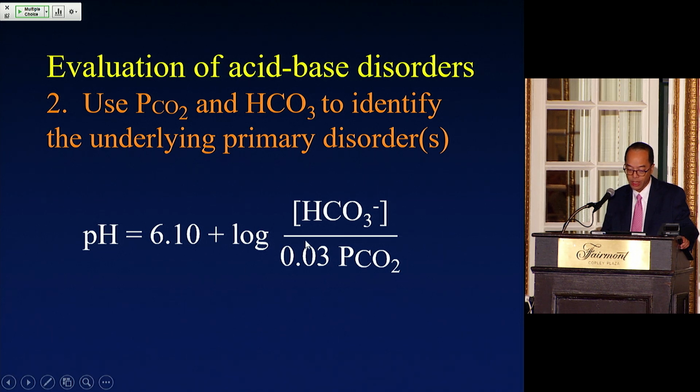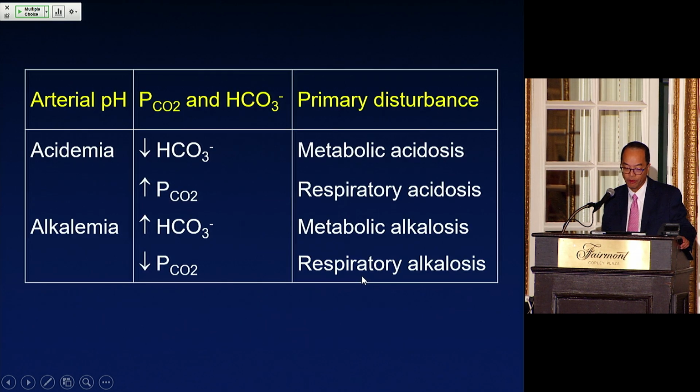So as you can see here, the pH is 6.1 plus the log of the bicarb over 0.03 times the PCO2. So what this tells you is that when the bicarb goes up, because it's in the numerator, pH goes up. When the PCO2 goes up, the opposite happens, pH goes down. And from that, we get this, which we're very familiar with, that a low bicarb indicates a metabolic acidosis, high PCO2 respiratory acidosis, etc. But interpreted in the context of the arterial pH, whether it's acidemic or alkalemic.